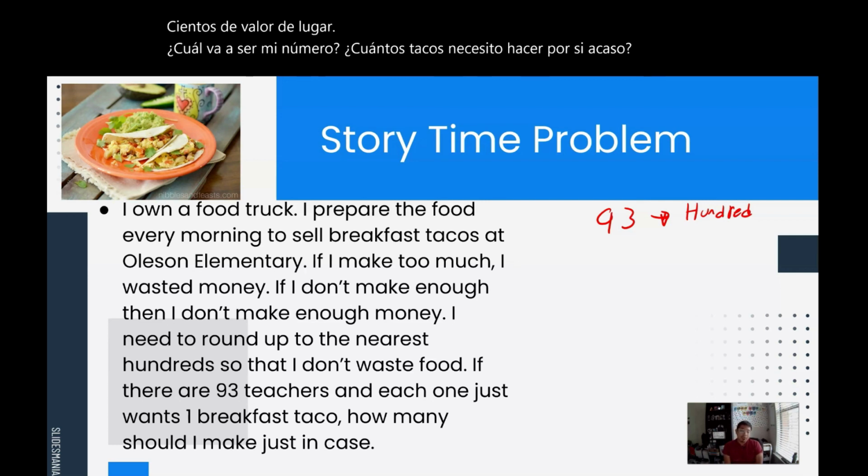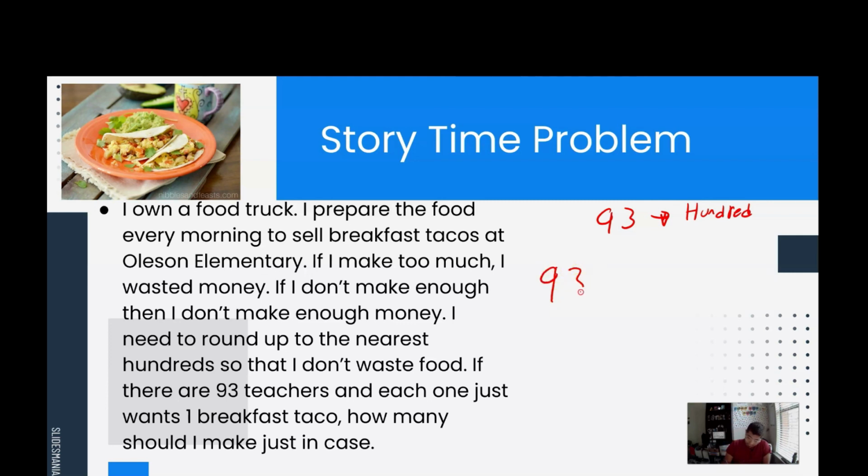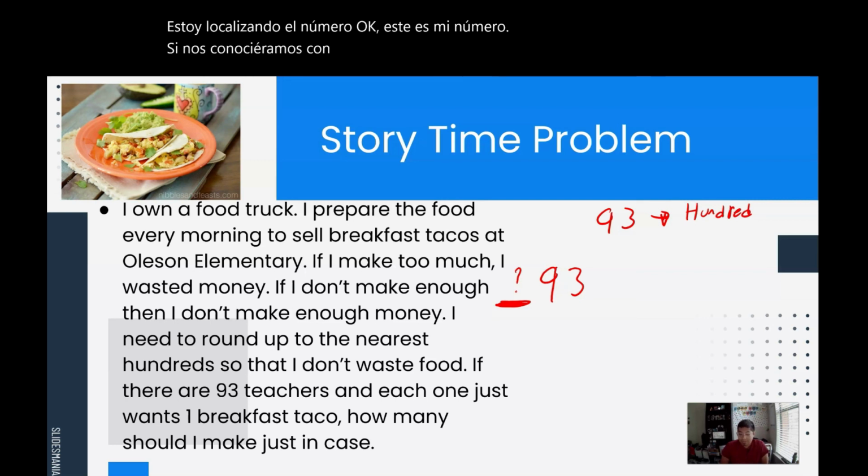Okay, si hay 93 maestras y maestros en la escuela de Olsen y quiero redondear al valor posicional de centenas, ¿cuál es mi nuevo número? Okay, 93, okay? I locate the number. This is my number. Okay, el primer paso tenemos que encontrar el número. El número está en el lugar de centenas. Okay, centenas.